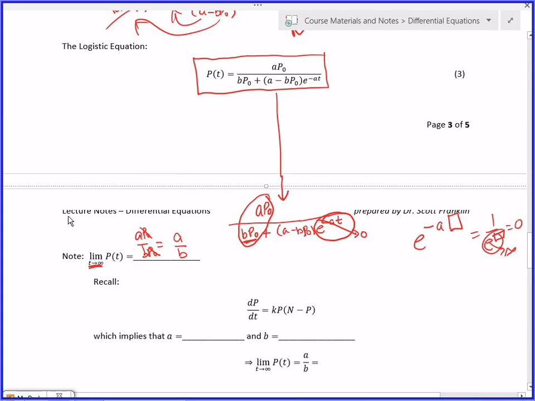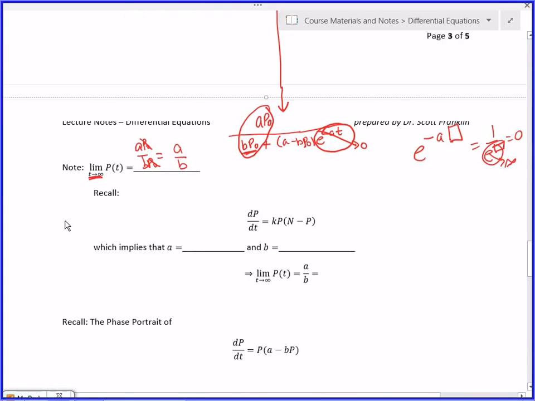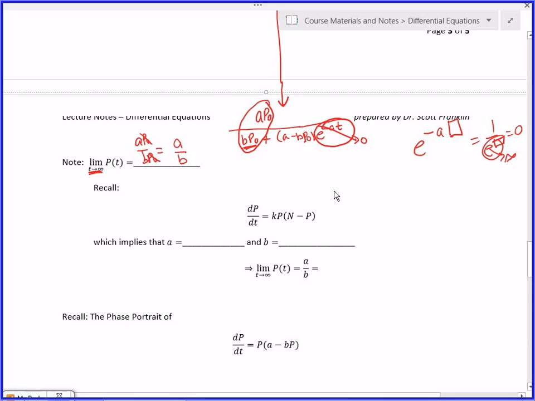Okay. The other thing I wanted to point out here real quick is that if you started with the model form of that logistic equation, remember this is the same thing as P times K(N minus P), just if I distribute the K, it's KN minus KP. So there's my A, there's my B. So A is KN.